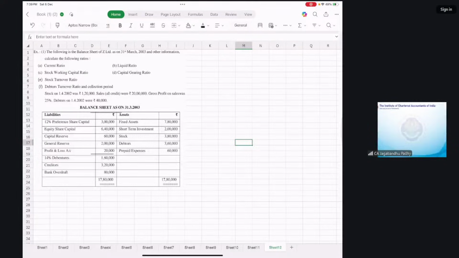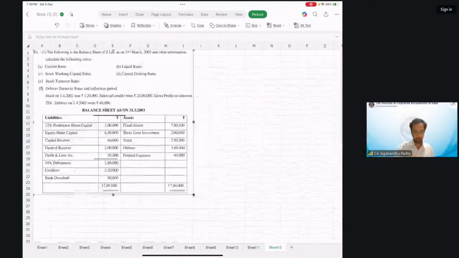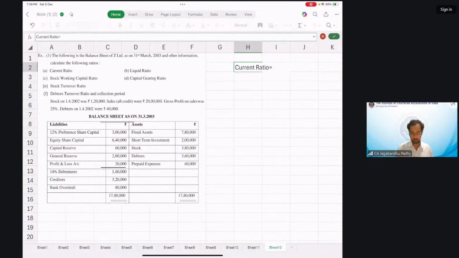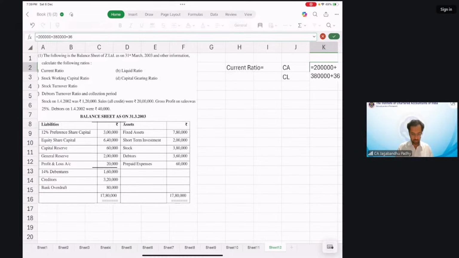Okay. So let's look at the solution, guys. Okay, so first the current ratio. So current ratio is current assets upon current liabilities. So current assets is totaling to what? 3 lakh. Current assets is essentially 2 lakh plus 3 lakh 80,000 plus 3 lakh 60,000 plus 60,000.